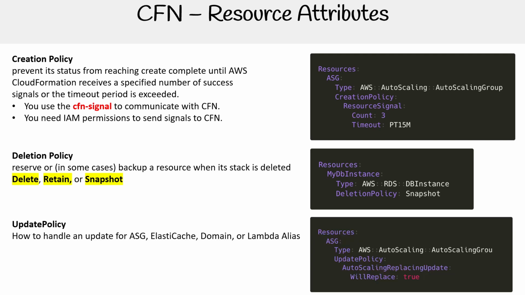We have update policy. So how to handle an update for things like auto-scaling groups, Elasticache. I don't know why it says domain. Maybe like a domain name for Route 53 or Lambda alias. So in that example here, we can see we have an update policy specifically for auto-scaling, replacing update, and what would happen with that auto-scaling group.